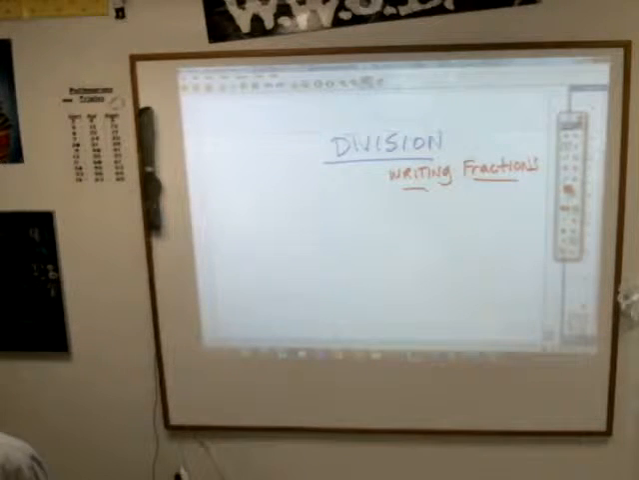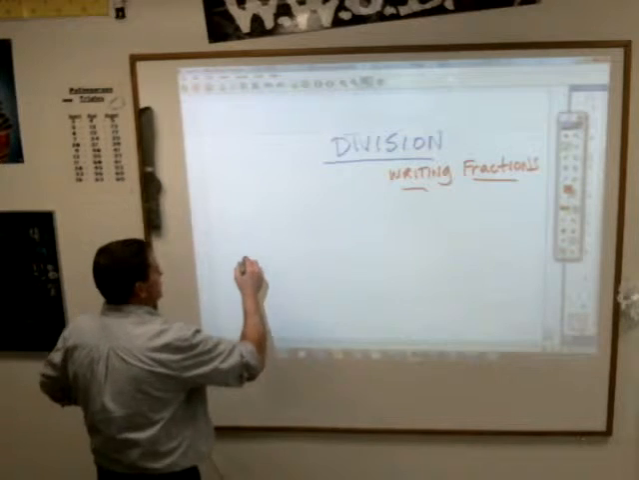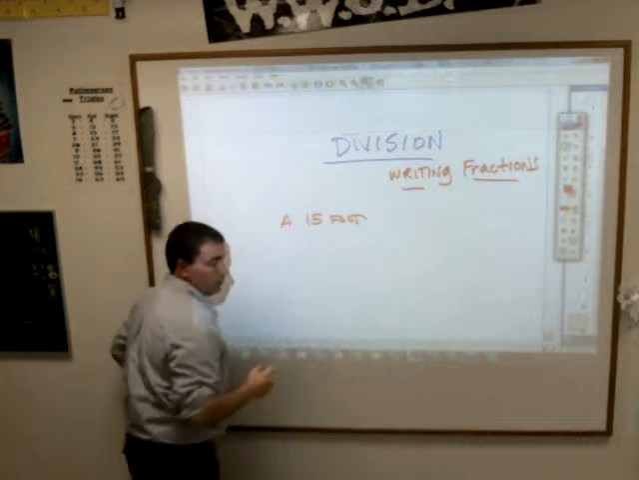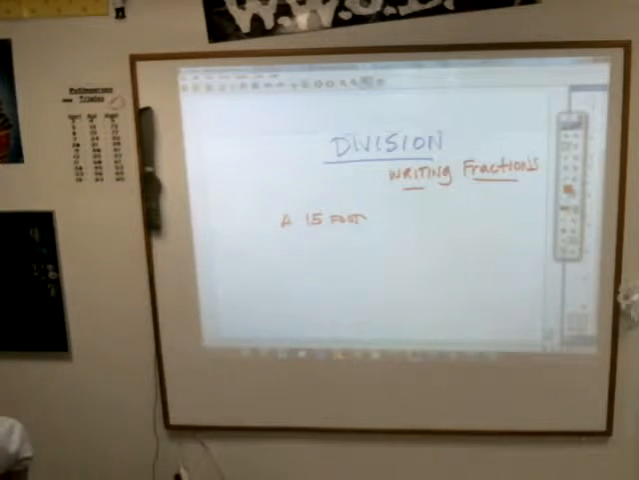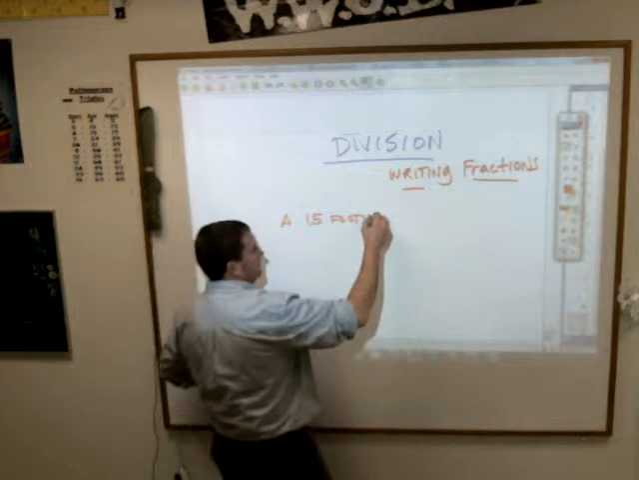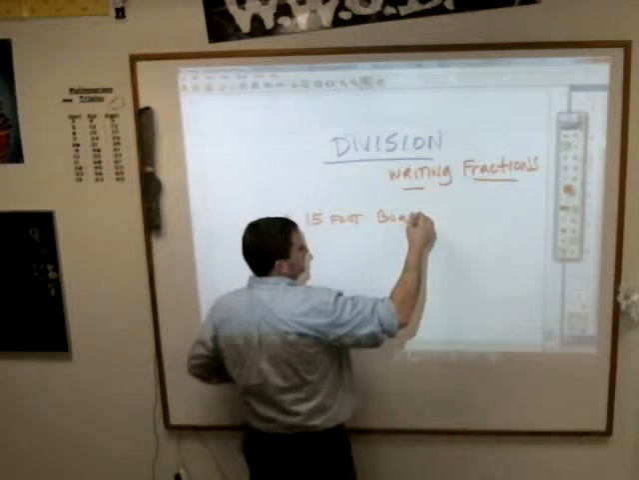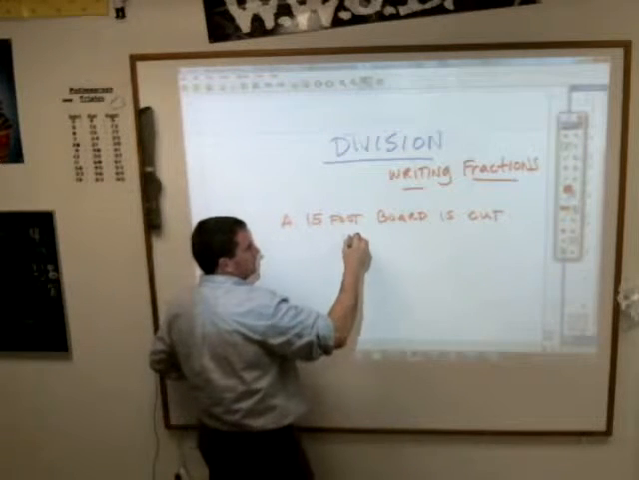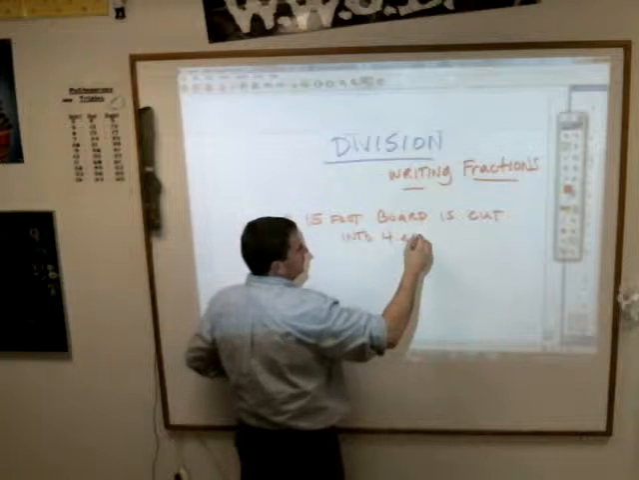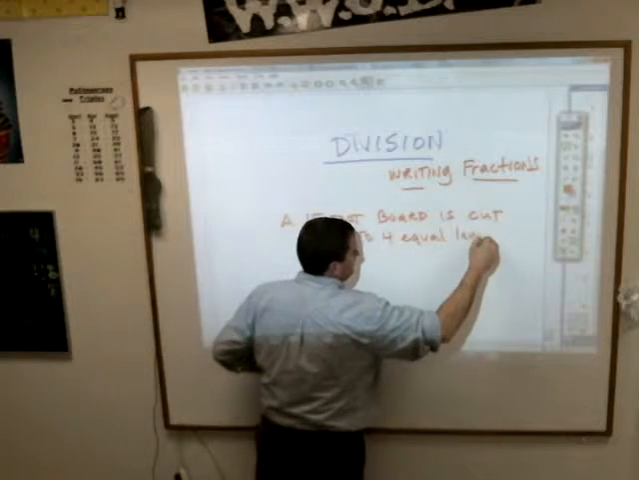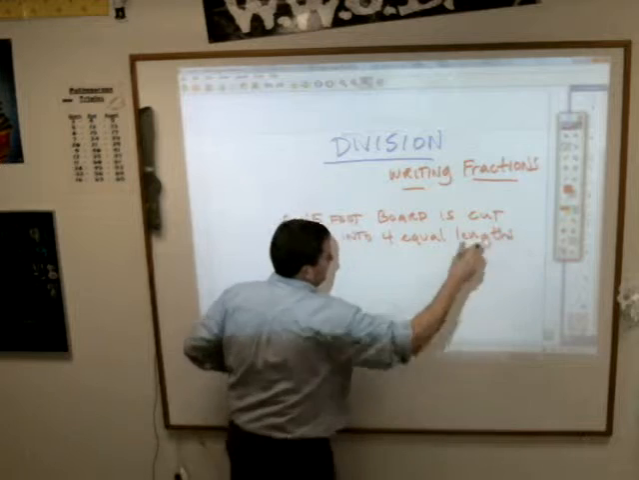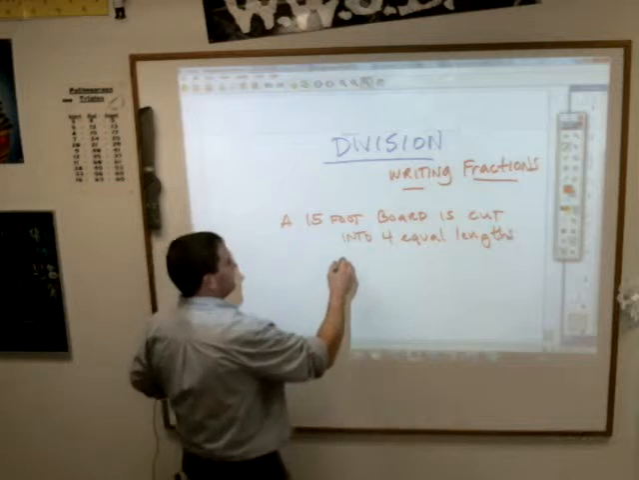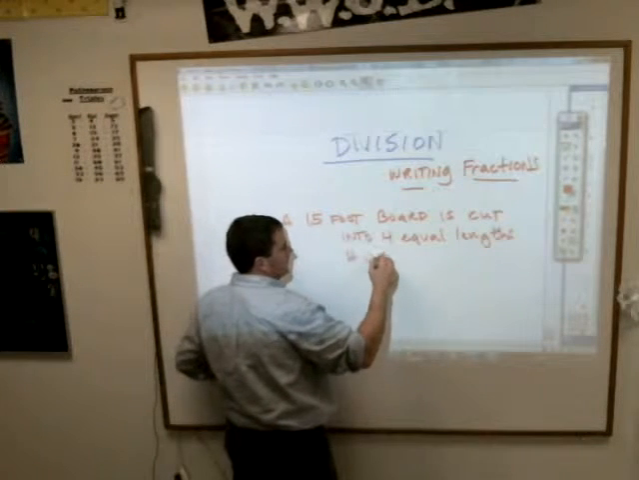Write this example problem down. A 15-foot board is cut into 4 equal lengths. How long is each length?